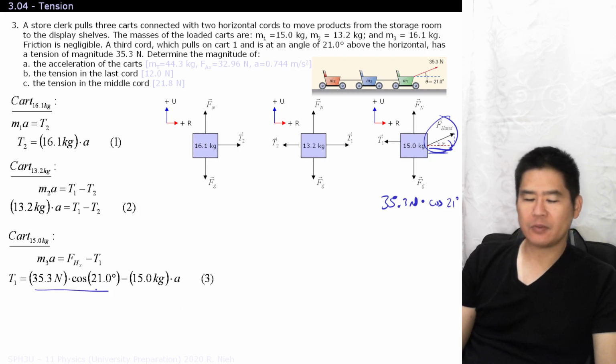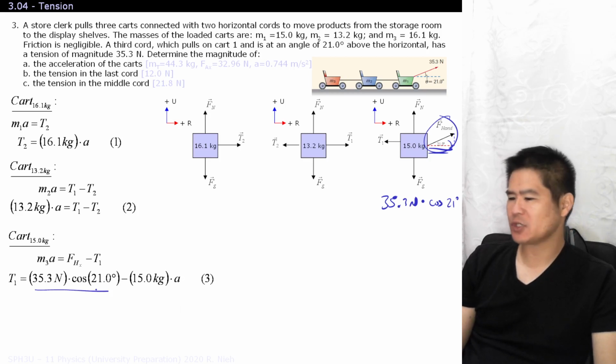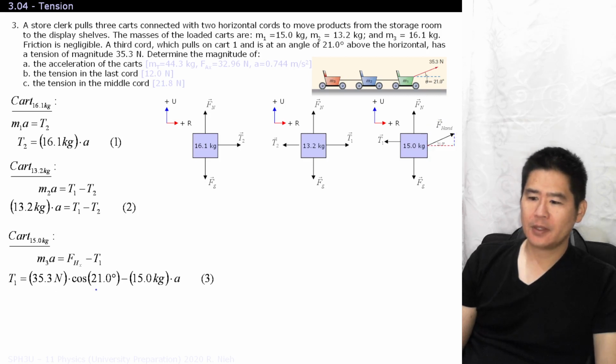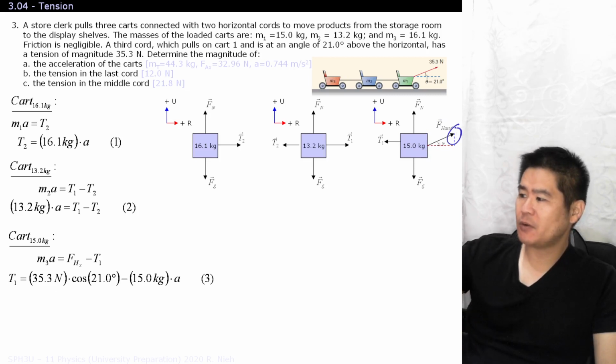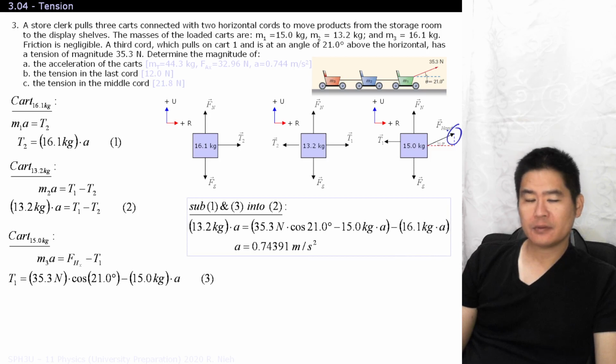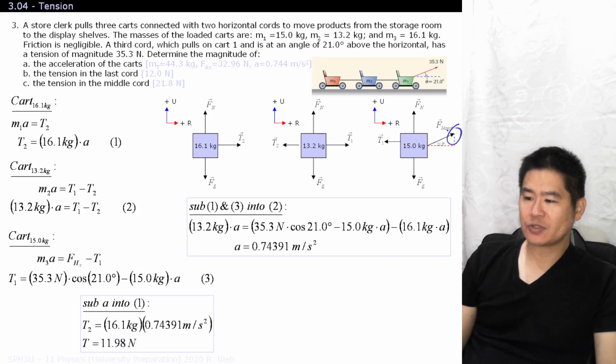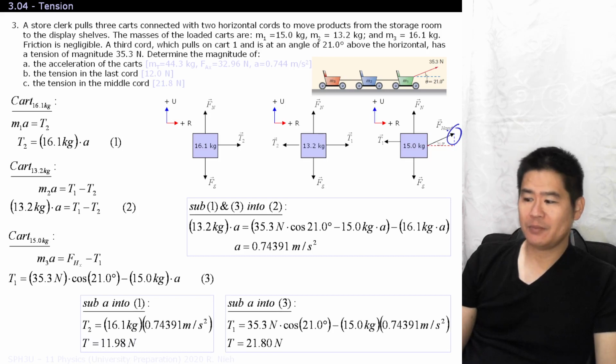35.3 times cosine of 21 degrees. That is our forward force. Subtract our tension number 1. Can you solve this using the simplified method I've shown you in number 2? Yeah, you could actually for this problem over here, because as I said, the vertical component does not affect the force of friction. So yes, you could simplify it. As for tension, sub it into equations 1 and 3, and then Bob's your uncle.